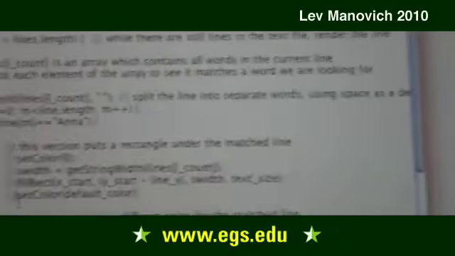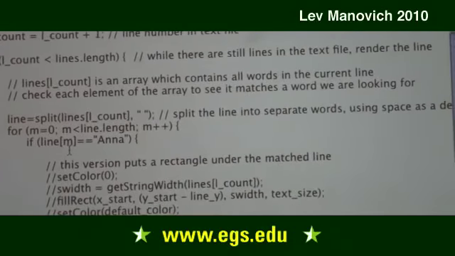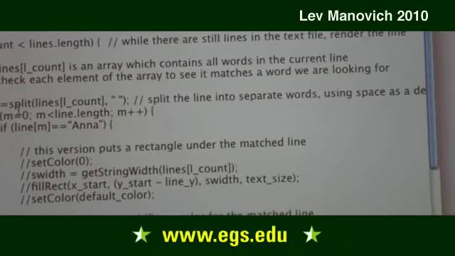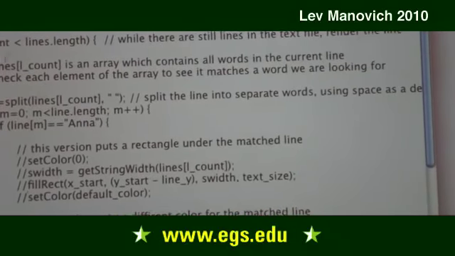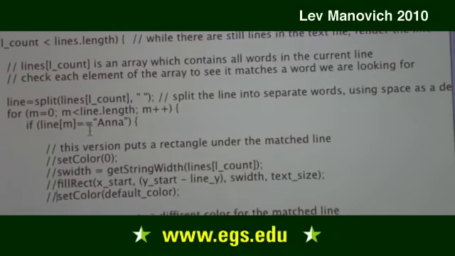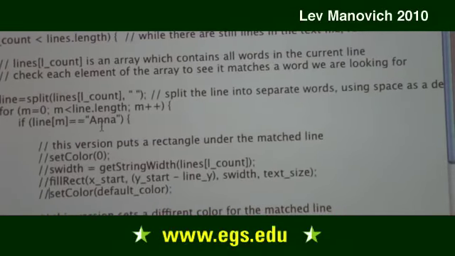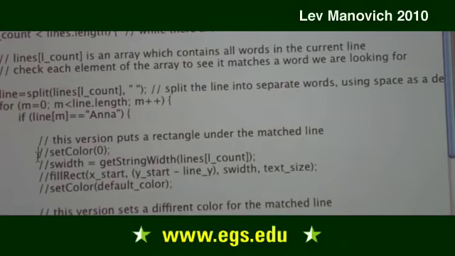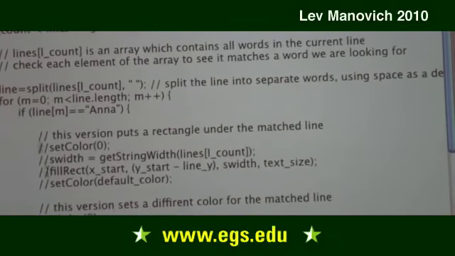It basically says, okay, if, right, so what you do is you split the text into lines, right? And then you split the lines into words. And then you simply check for every word if this word is Anna. If the word is Anna, you change the color and draw it, right? That's all. So let's try this.